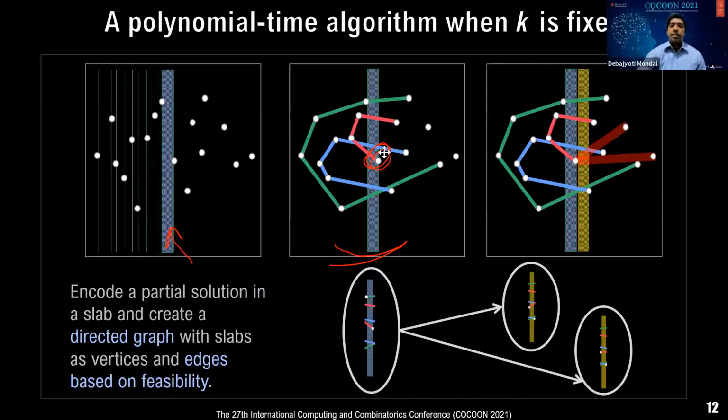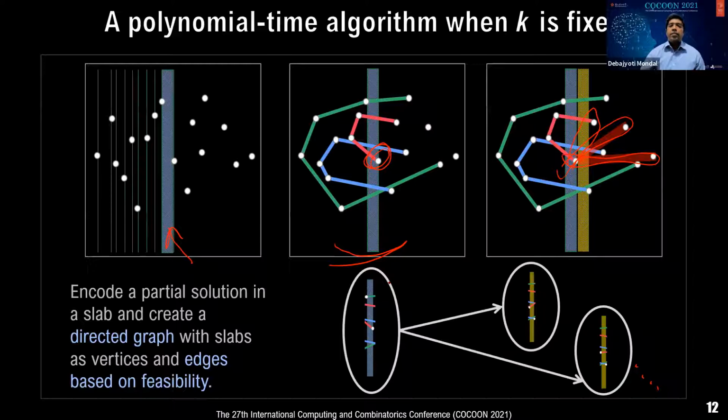In this particular case, you can see 2 options. One is including this and the other is including that. And it can actually end by adding an edge over there. That means you have multiple options here, and you can create an edge from the previous slab to the next slab based on the feasibility. This gives us a directed graph.